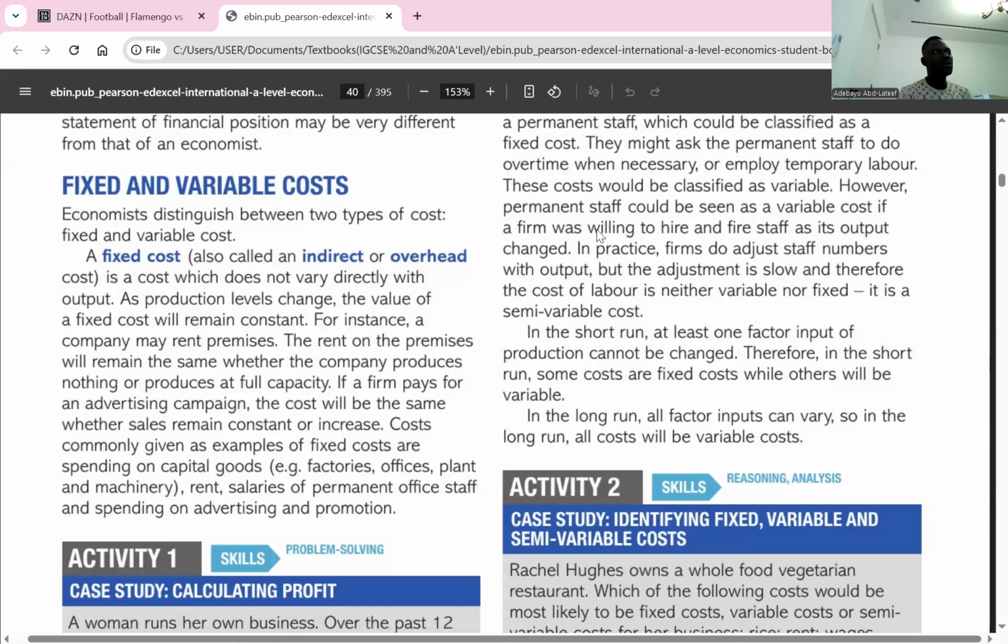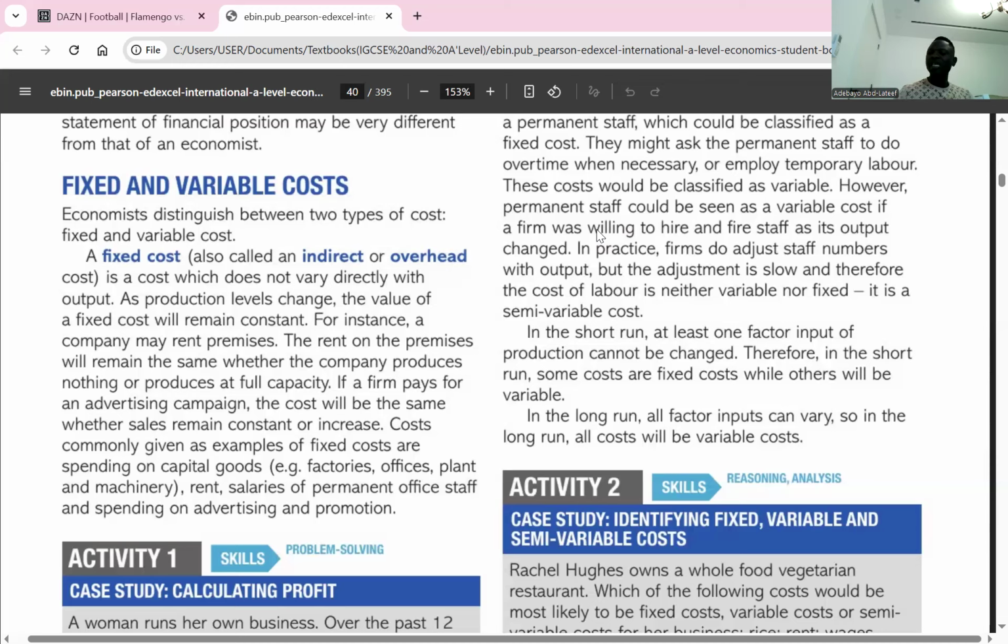Another example is rent. Your rent is constant. You use it or you don't use it, you have to pay it. Salaries of permanent staff, the earned salary. It is monthly, it is fixed, so you have to pay them at the end of the month. Spending on advertisement and promotion are also fixed. The amount you spend on advertisement will not change. Whether the advertisement brings more customers or not, you pay the same. That's why it is fixed. Do you get it? Yes. Any question about fixed cost?